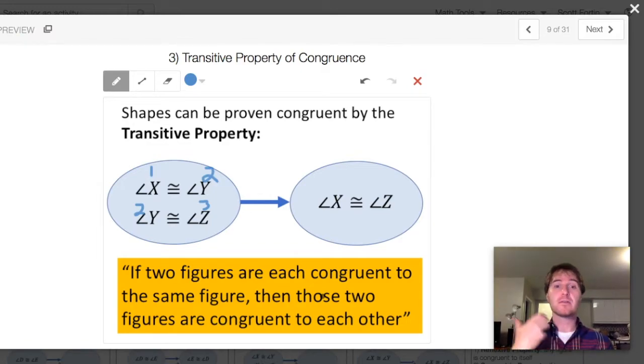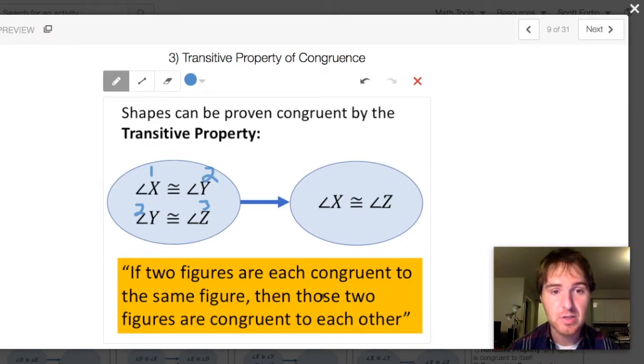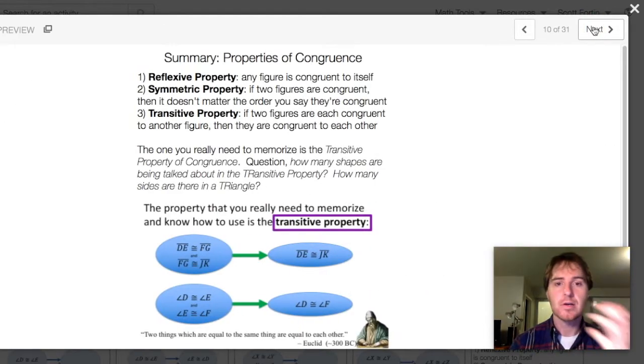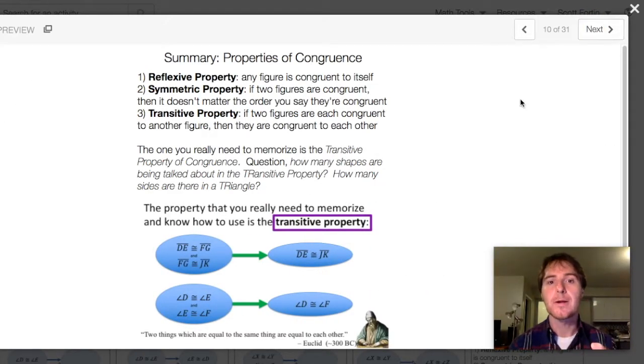Shorthand, here's how this has been said for thousands of years, since the time of Euclid: if two figures are congruent to the same figure, then those two figures are congruent to each other. Put that in your notes, put the orange stuff in your notes. Symmetric property, reflexive property, put these orange things I'm putting down here, because I think that's the way you're going to memorize this stuff and remember it.